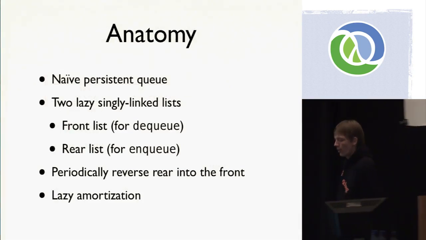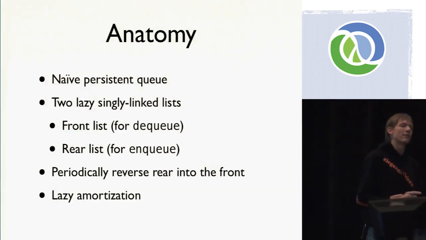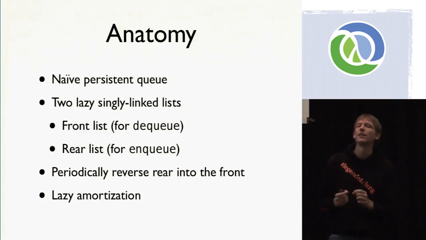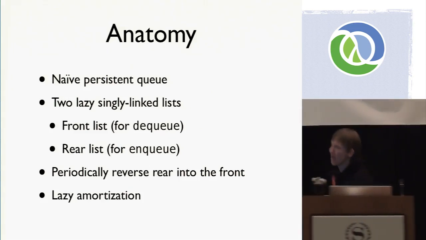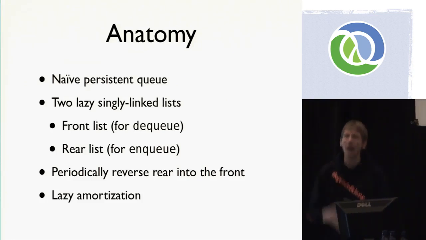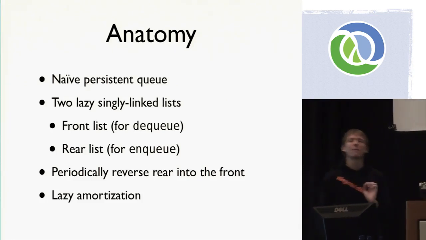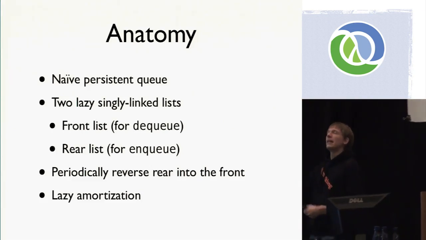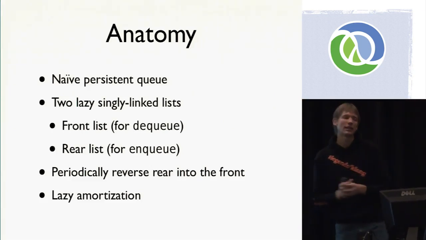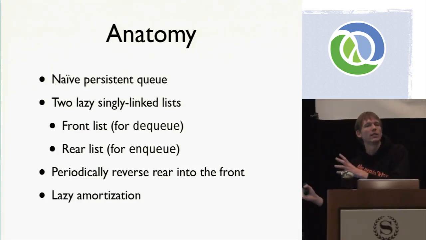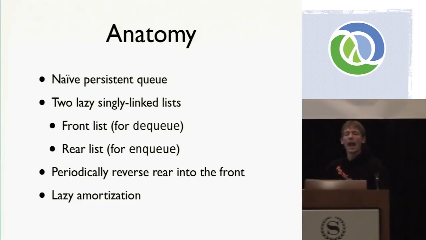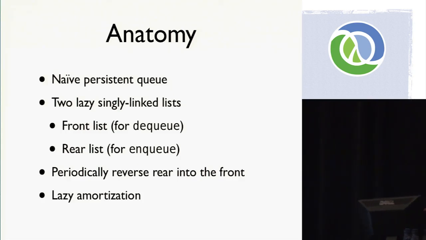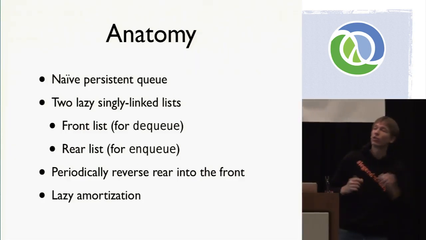So what is Banker's Q? Well, Banker's Q is a naive persistent Q. If you take the definition of functional persistence and the definition of a first-in, first-out data structure, mash them together in the dumbest way possible, you will get Banker's Q. It's really, really straightforward. You do it by taking two singly linked lists, one for the front, one for the rear. Okay? And for the front list, you're going to use that for dequeuing. You're going to remove elements from the front list, and you're going to insert elements into the rear list.